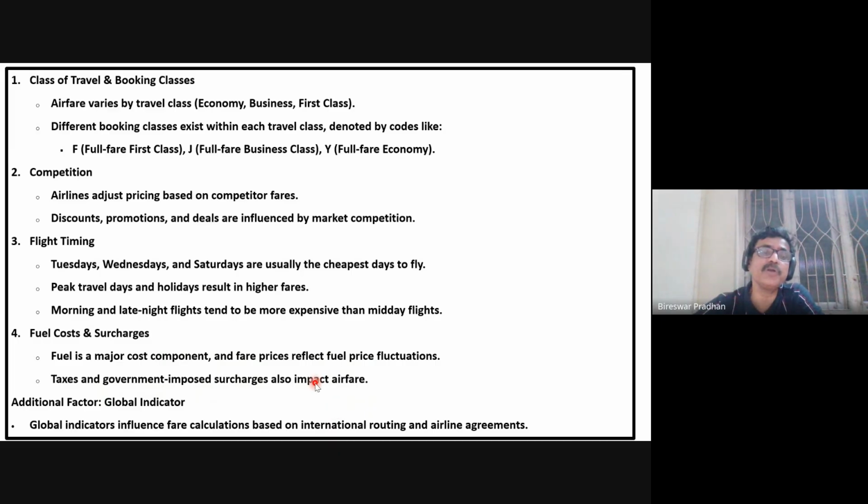Actually, when we are talking about the fare, the basic fare depends upon the cost of fuel, fuel price fluctuation, tax, and government-imposed surcharges. An additional factor: global indicators influence fare calculation based on international routing and airline agreements. So we need to know about the components of airline agreements and international routing policies.